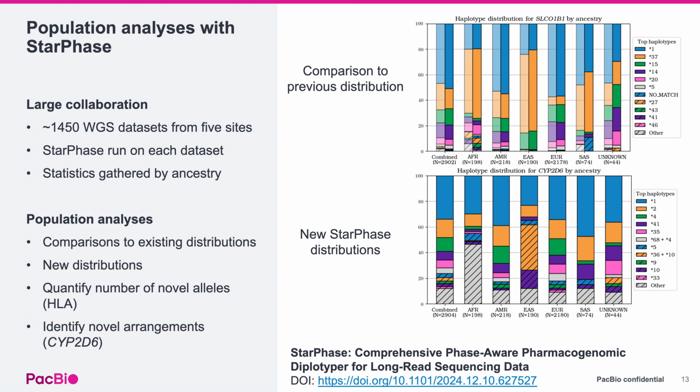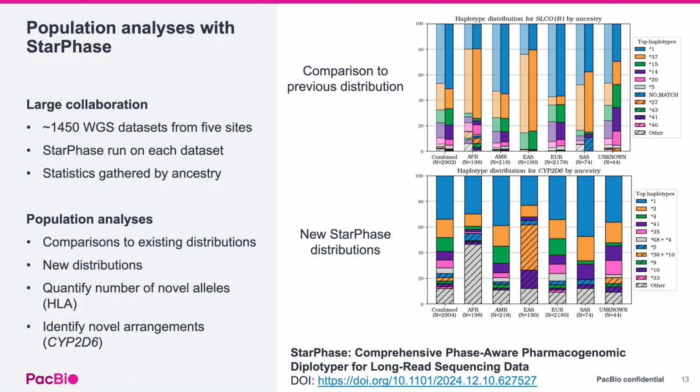With this data, we were able to do a variety of interesting things. First, we could actually take our distributions and compare them to previous existing distributions that were generated by other studies. For example, in the top right figure shown here, you'll see pairs of bars for each ancestry type in our study. On the left are lighter colored bars, which is actually a distribution from the All of Us program, which we have copied into this figure for comparison. And on the right, the darker colors are those from StarPhase themselves.